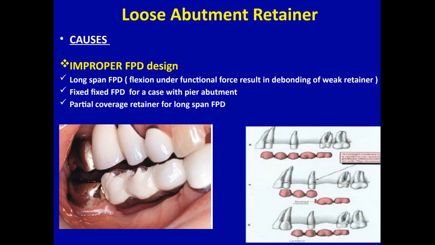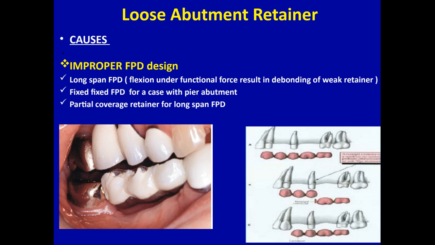Another example is a fixed FPD for a case with a pier abutment. This is an example of a pier abutment. If it is restored with a wrong or improper design, like a 5-unit fixed FPD, the pier abutment will act as a fulcrum, and this will result in debonding of the weak retainer, which is usually the anterior one, or a partial coverage retainer for a long span.